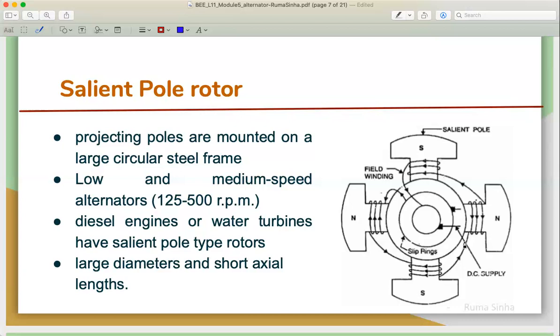And since this has less mechanical stability, to increase the mechanical stability, we can have more number of poles. If the number of poles is increased, then uniformity in the air gap can be obtained. So we can reduce the non-uniformity by increasing the number of poles, and also the mechanical stability can be increased by increasing the number of poles. So the salient pole rotor will have low speed, a higher number of poles, less mechanical strength, and a large diameter and short axial length.